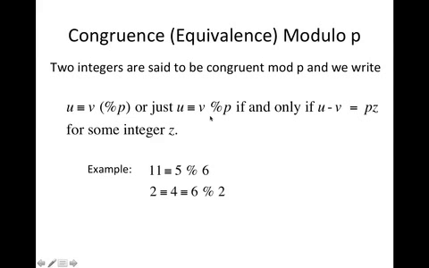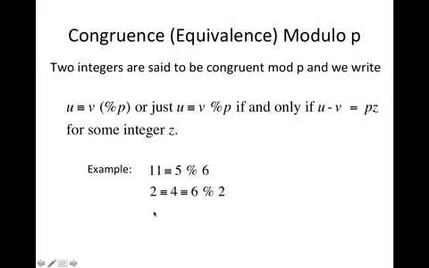If and only if the difference of the two numbers, it doesn't matter how you write this difference, whether you write it v minus u or u minus v, it is the same thing, is a multiple of p. That is, some integer exists which, when multiplied by p, actually gives you that difference. So for instance, 11 minus 5 is equal to 6, and that's a multiple of 6. So we can say that 11 and 5 are congruent.